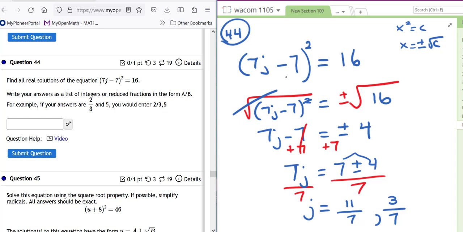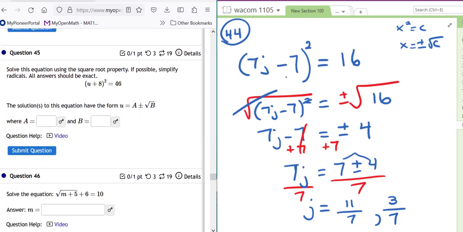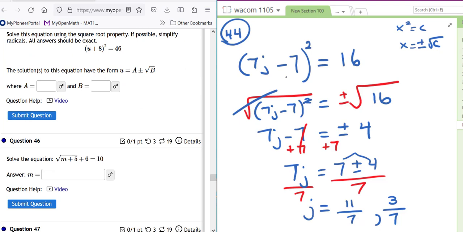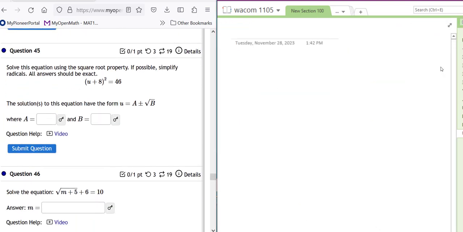So this problem was good for square root method because you had just something squared equals a constant. That is why you use this method, and it's faster than any other method there. This one, 45, is another, so we'll do one more so you have an extra one. It is set up to use this method.